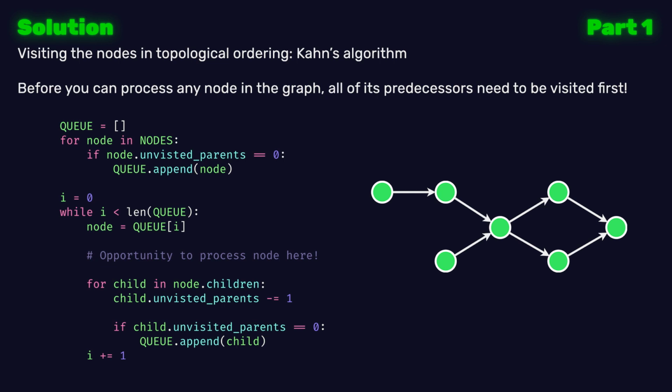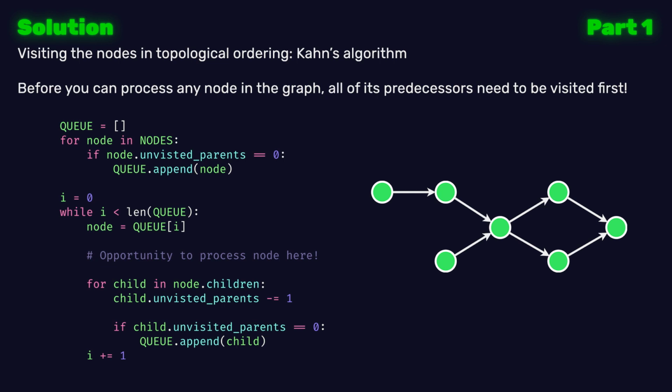So, we have I, and as long as I is less than the length of the queue, then we know we are not done yet with processing the graph. The trick here is that the queue will become longer and longer as long as we keep discovering new nodes. At some point, we run out of nodes to discover, and the while loop shall stop. Within the while loop, we first get our node from the queue, and then we can update the children.